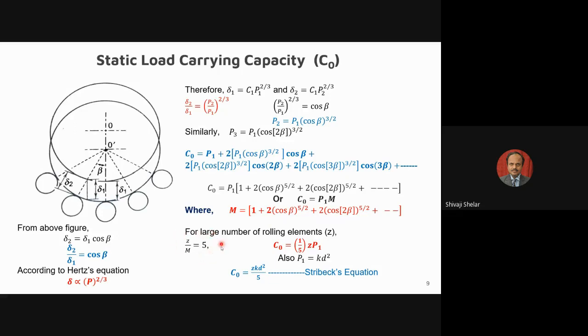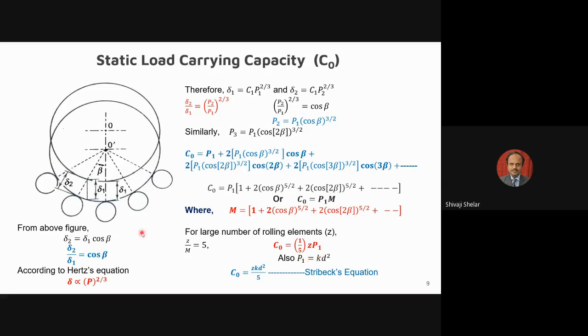This ratio comes up to be 5. There is a solution for this. We are not going into the detail because it is not part of our exercise. So for a large number of rolling elements used in the bearing, Z by M is equal to 5. So we can write M is equal to Z by 5. So we can put in this equation M is equal to Z by 5. So we have C naught is equal to 1 upon 5 Z into P1.